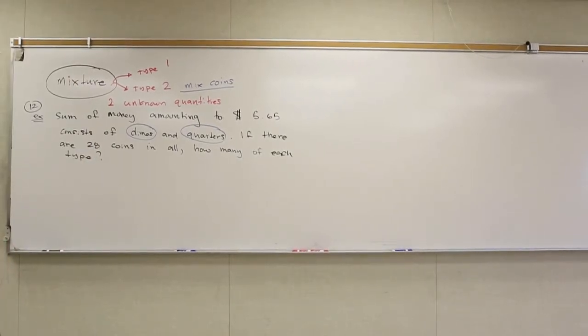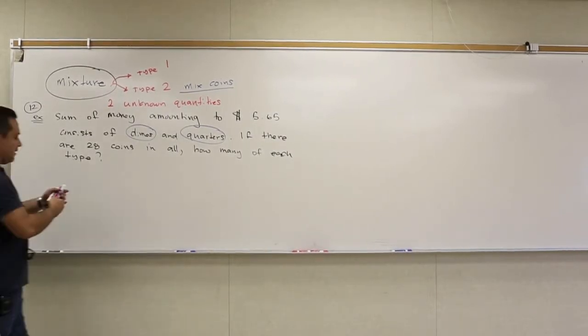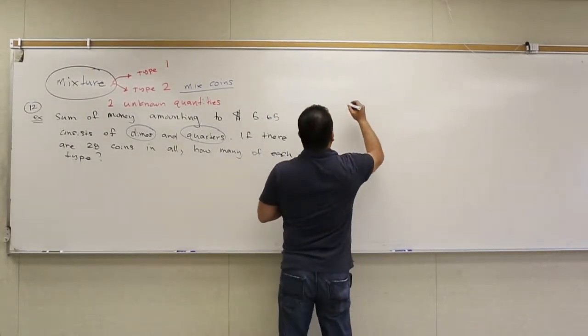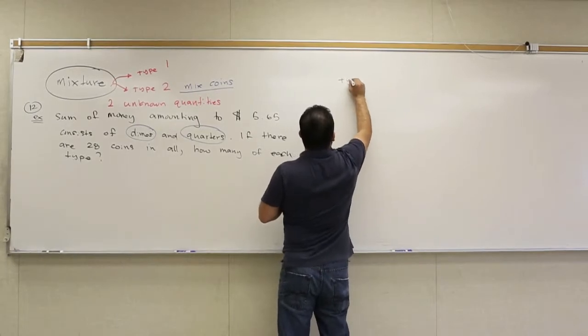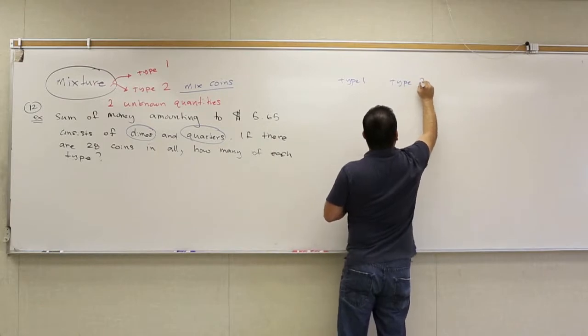Okay, let's take a look at that. We're mixing coins. They're quarters and dimes. So let me set this up for you. Since there are two types, we're going to put a type 1 column and a type 2 column.